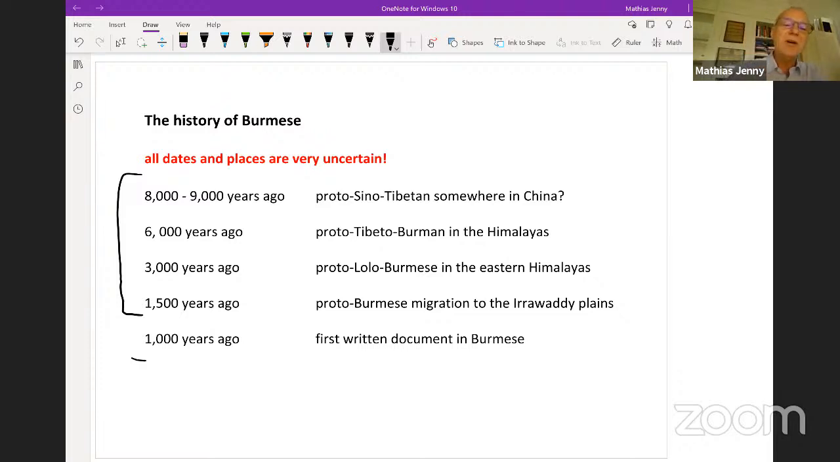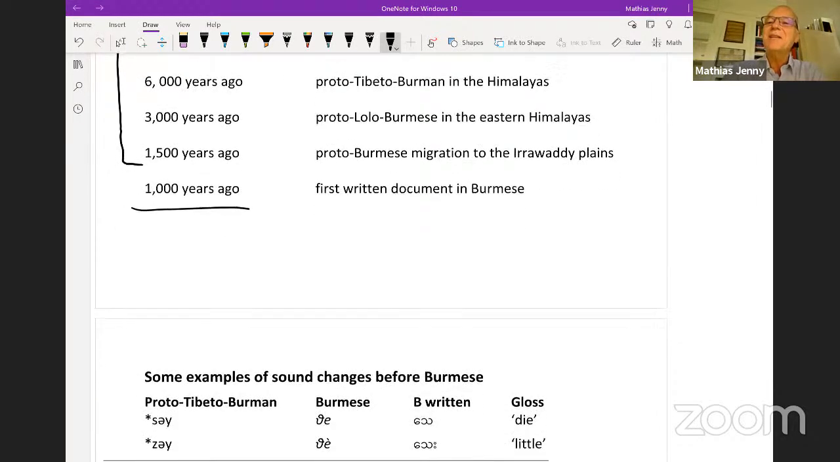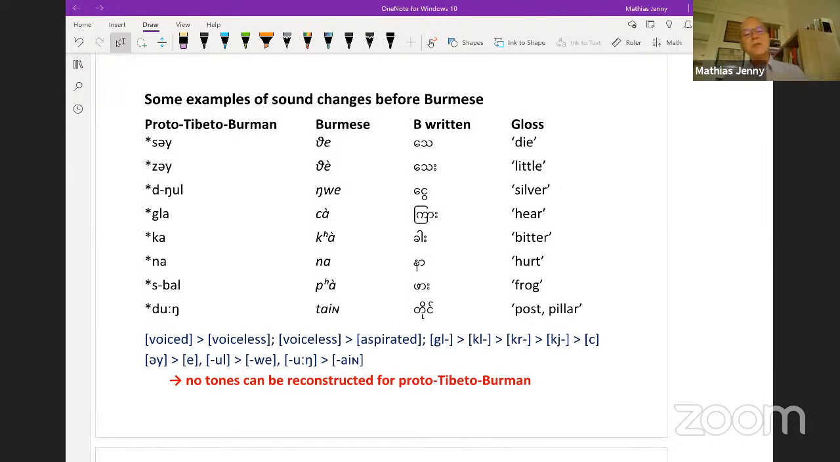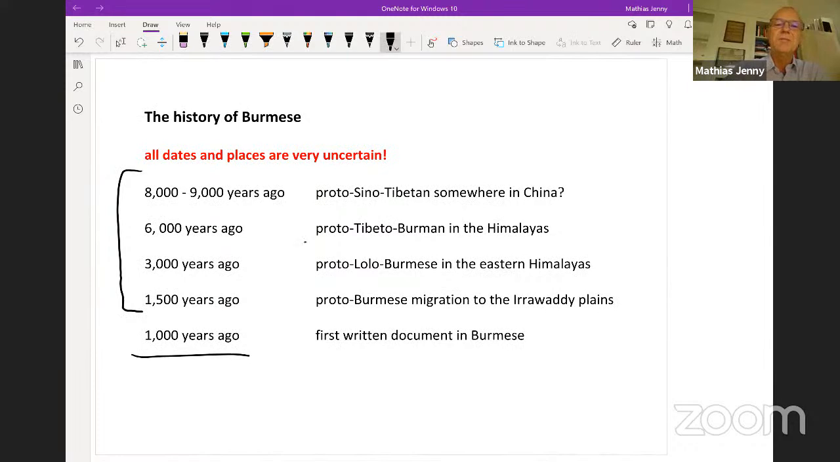And then only about 1,000 years ago, we get the first document in Burmese, the first inscription, which probably is the Myazedi inscription found in Myinkaba in Bagan. So this is a very tentative and sketchy history of the Burmese language. And I just want to give you a few examples now of what we can tell about how Burmese changed from Proto-Tibeto-Burman. So remember, Proto-Tibeto-Burman, spoken about 6,000 years ago, probably.